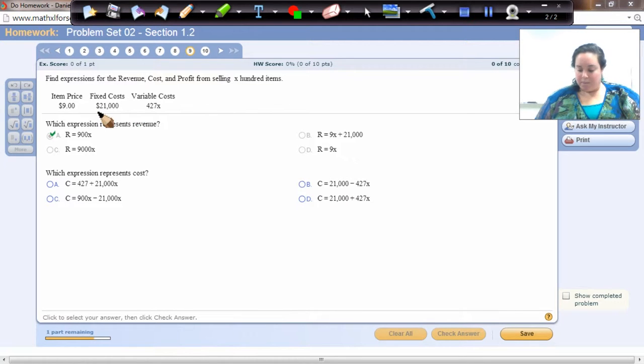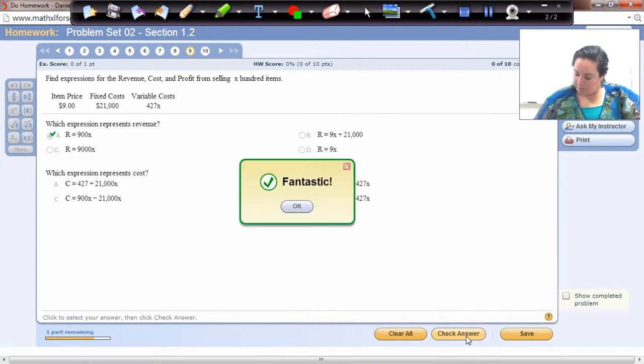So we have fixed costs and variable costs, and we need to add both of those together to find the cost. So we're going to have the fixed cost plus the variable cost, and that's going to be the total cost. So D is the fixed cost and the variable cost, and that makes the total cost.